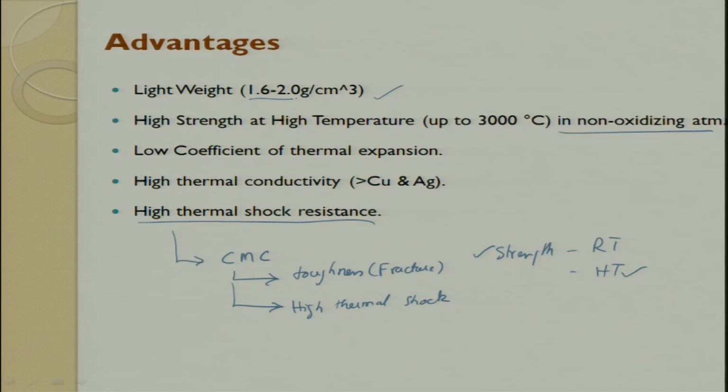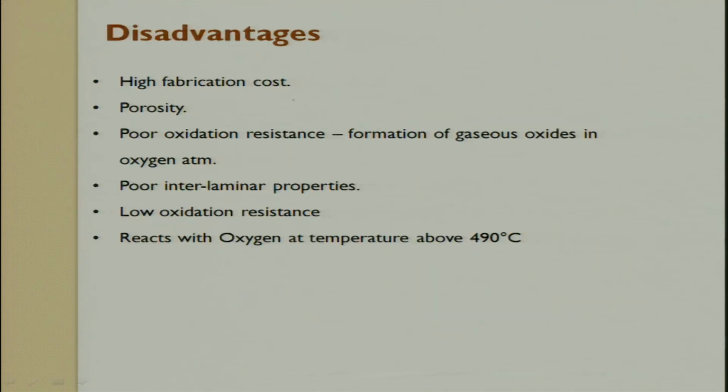It has very low weight, very high strength at high temperatures, very low coefficient of expansion, and very high thermal conductivity. Today people are looking forward to heat exchangers made out of carbon-carbon composite. But what are the disadvantages?